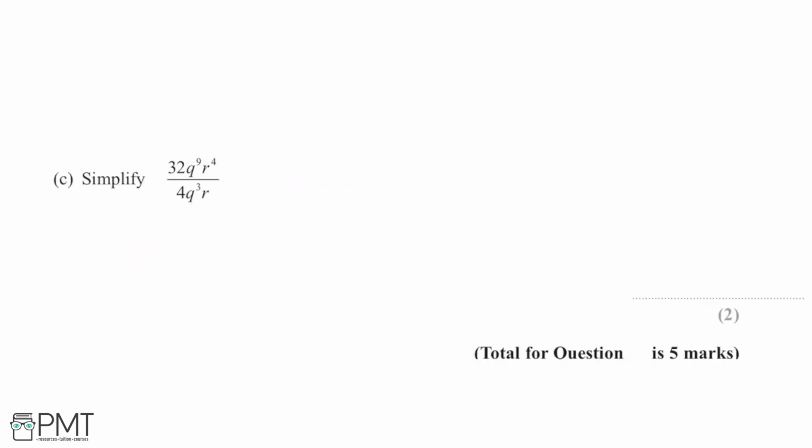And then finally here, we're asked to simplify 32 lots of q to the 9 r to the 4, and that's all going to be over 4 lots of q cubed r. So we're working with a bit more of a complex expression here that we're looking to simplify. We have a quotient, so we have a fraction, so there's going to be some kind of division involved here. And just to make it a bit easier for us, I'm going to start by writing this fraction out in a bit of a nicer form.